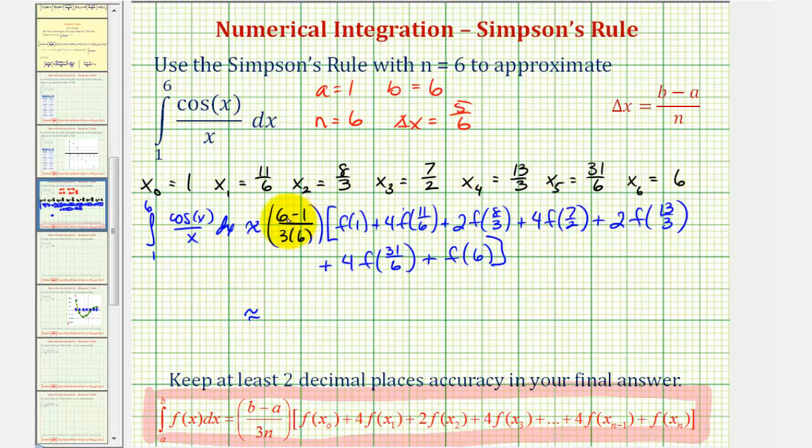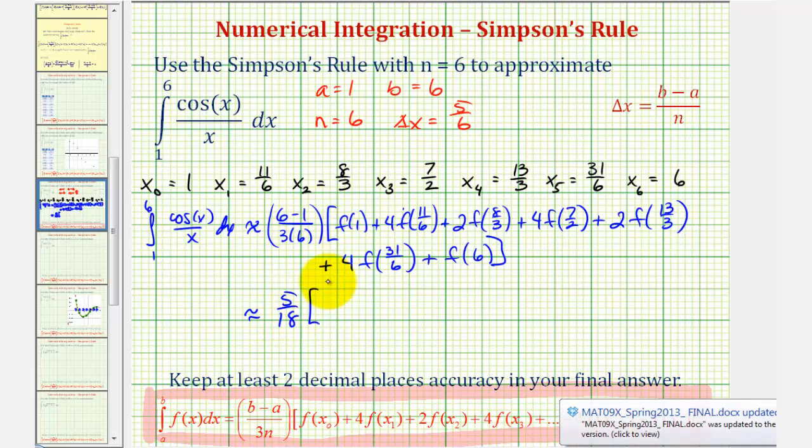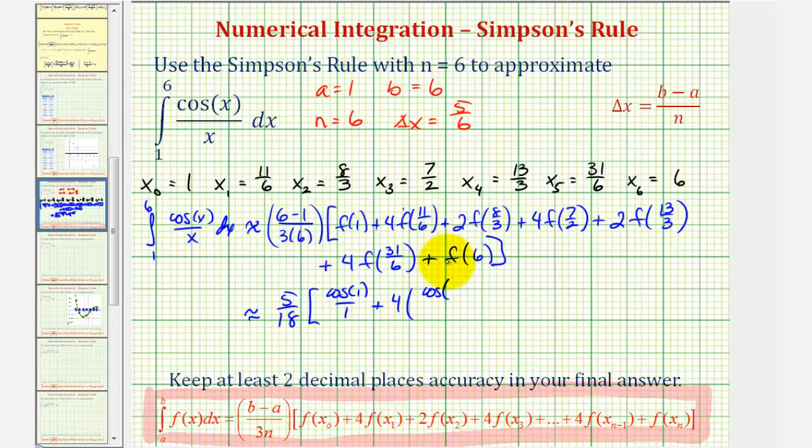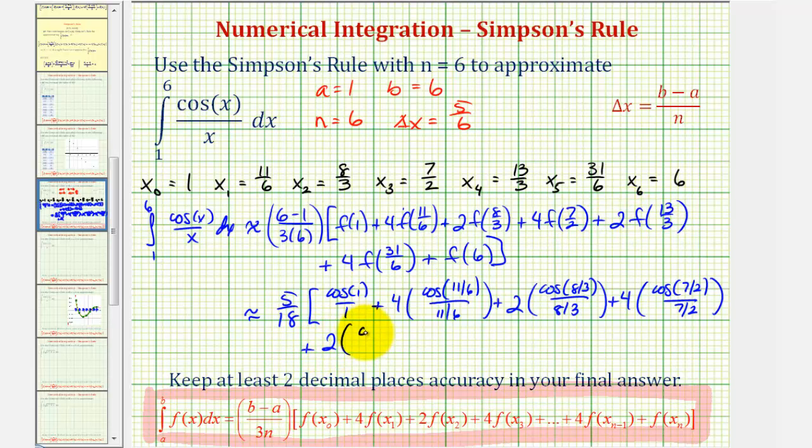Let's begin simplifying this. This would be 5/18 times, we'd have cosine 1 divided by 1 plus 4 times cosine of 11/6 divided by 11/6 plus 2 times cosine of 8/3 divided by 8/3 plus 4 times cosine of 7/2 divided by 7/2 plus 2 times cosine of 13/3 divided by 13/3, and we're almost there, plus 4 times cosine of 31/6 divided by 31/6, and then finally plus just cosine 6 divided by 6.